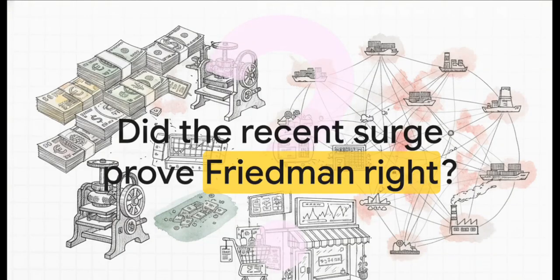Which leaves us with this final, provocative thought to take away from our explainer today. Did the massive global inflation shock of 2021 to 2023 serve as the ultimate vindication for Milton Friedman's core warning about printing money? Or is our modern, highly deregulated, interconnected global economy simply too complex to be captured by a single, elegant equation? Definitely something to think about the next time you see the prices shift at your local grocery store.